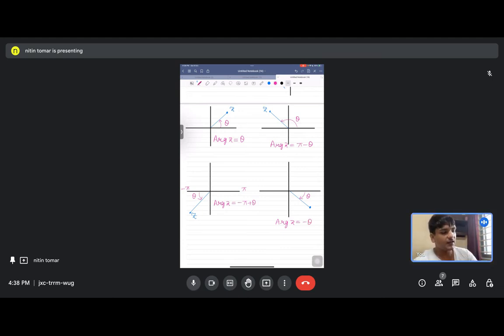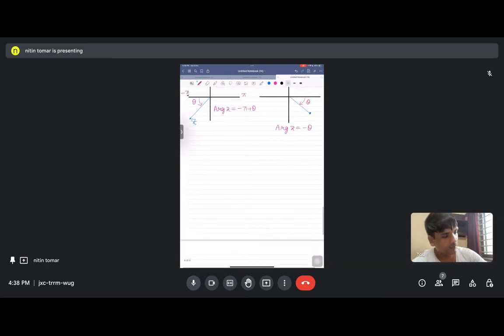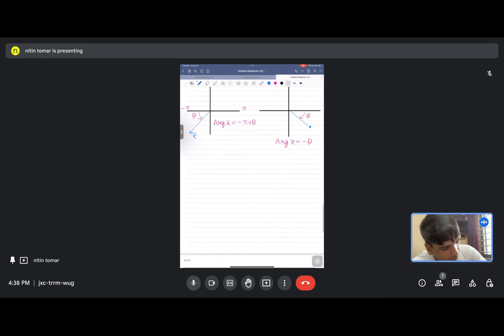So this way we have covered every possible argument of z, right? Now you know how to calculate. Yes, sir. So now I write something and you'll tell me if this is correct or not.